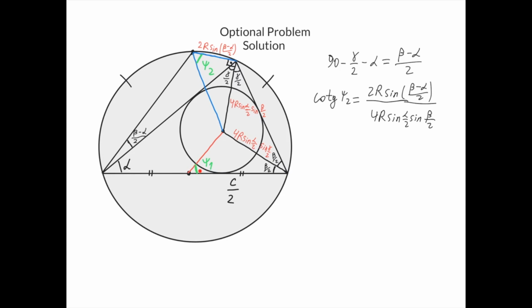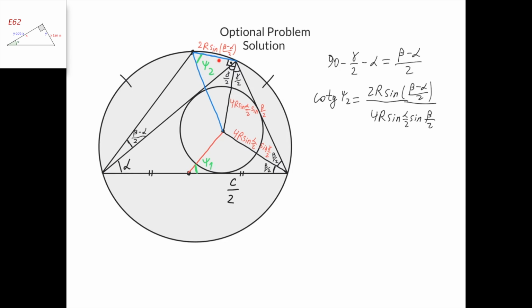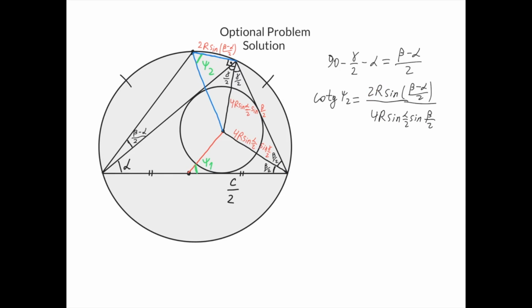Let's call this angle psi 1 and this angle psi 2. Cotangent of psi 2, because of this right angle triangle, equals this length divided by this length. So 2r sine of beta minus alpha divided by 2, divided by 4r sine of alpha over 2 sine of beta over 2. We can cancel out the 2r with the 4r here, and then we get sine of beta minus alpha over 2 divided by 2 times sine alpha over 2 sine beta over 2.